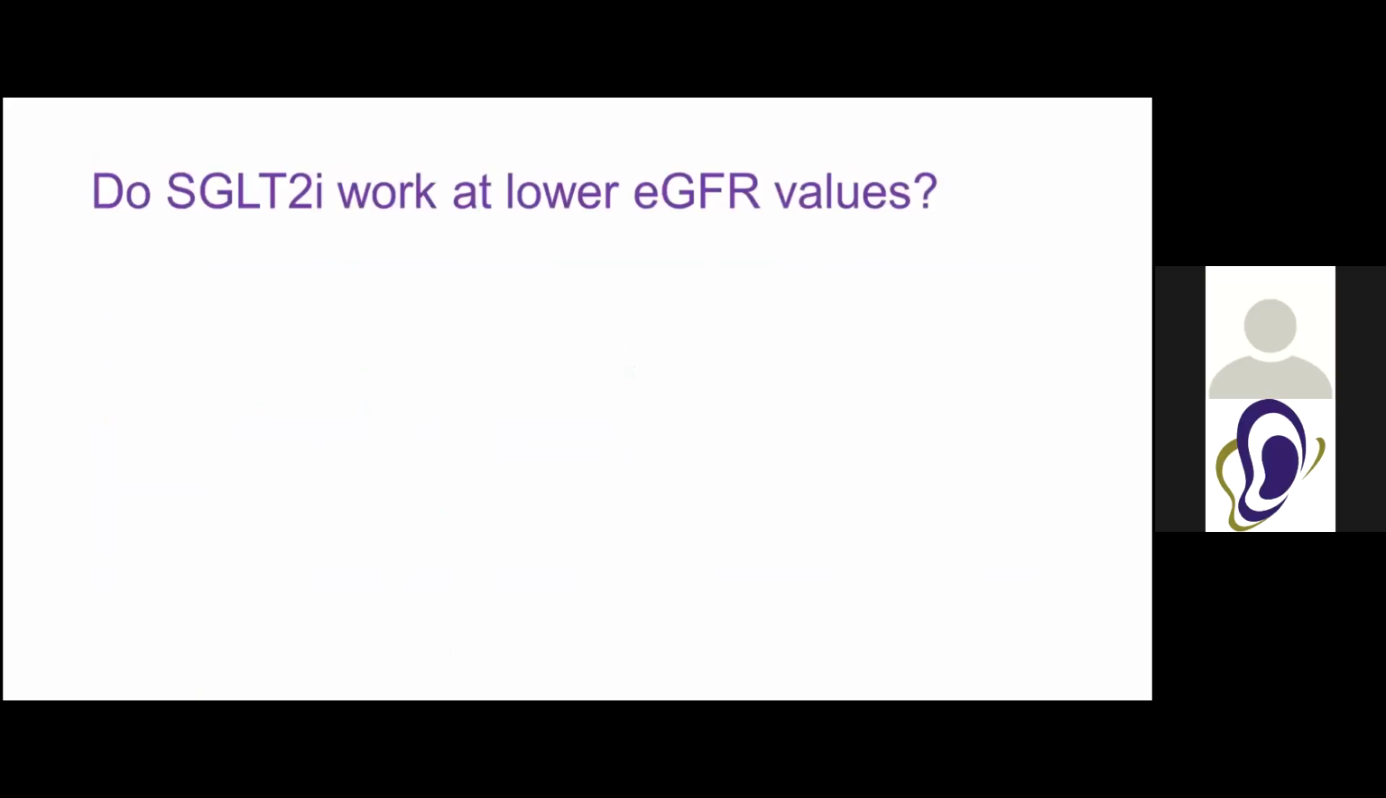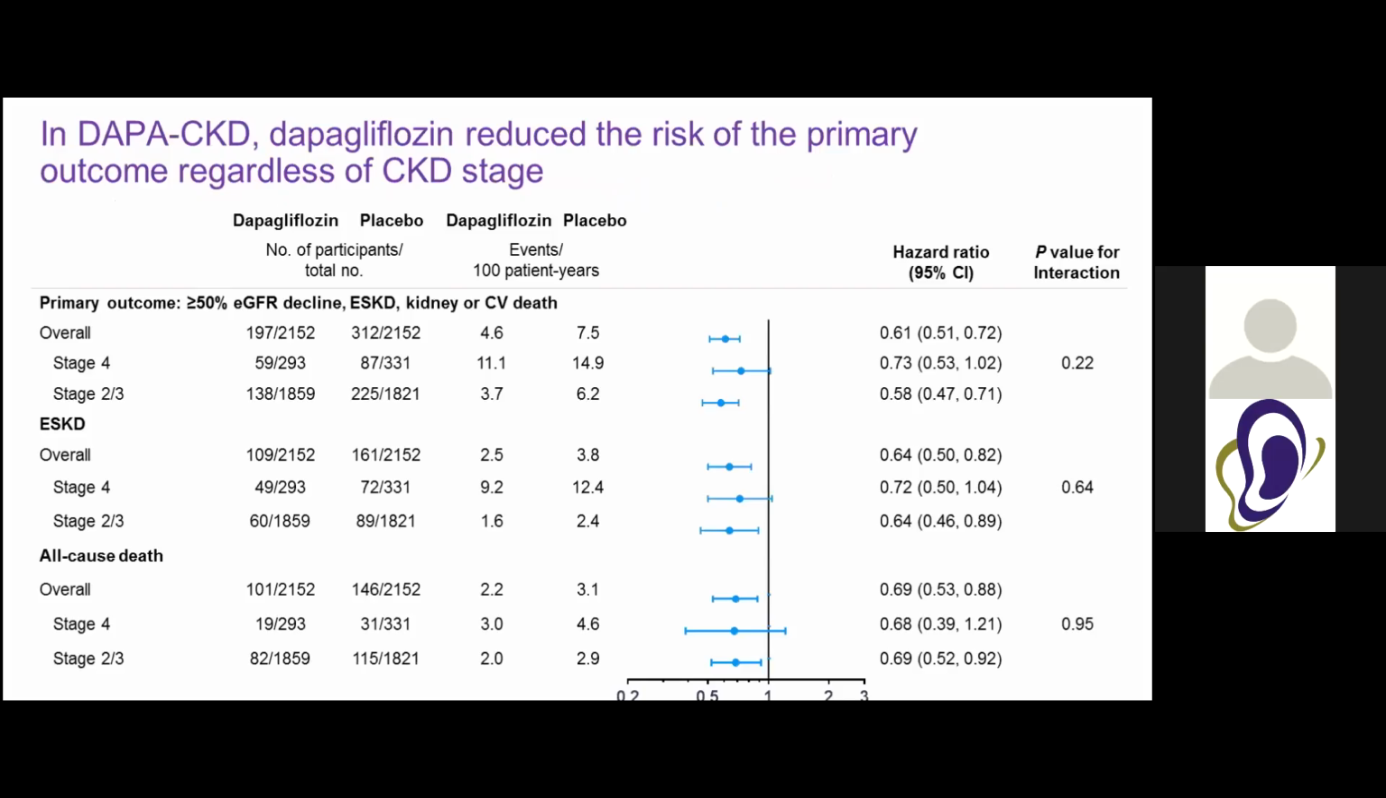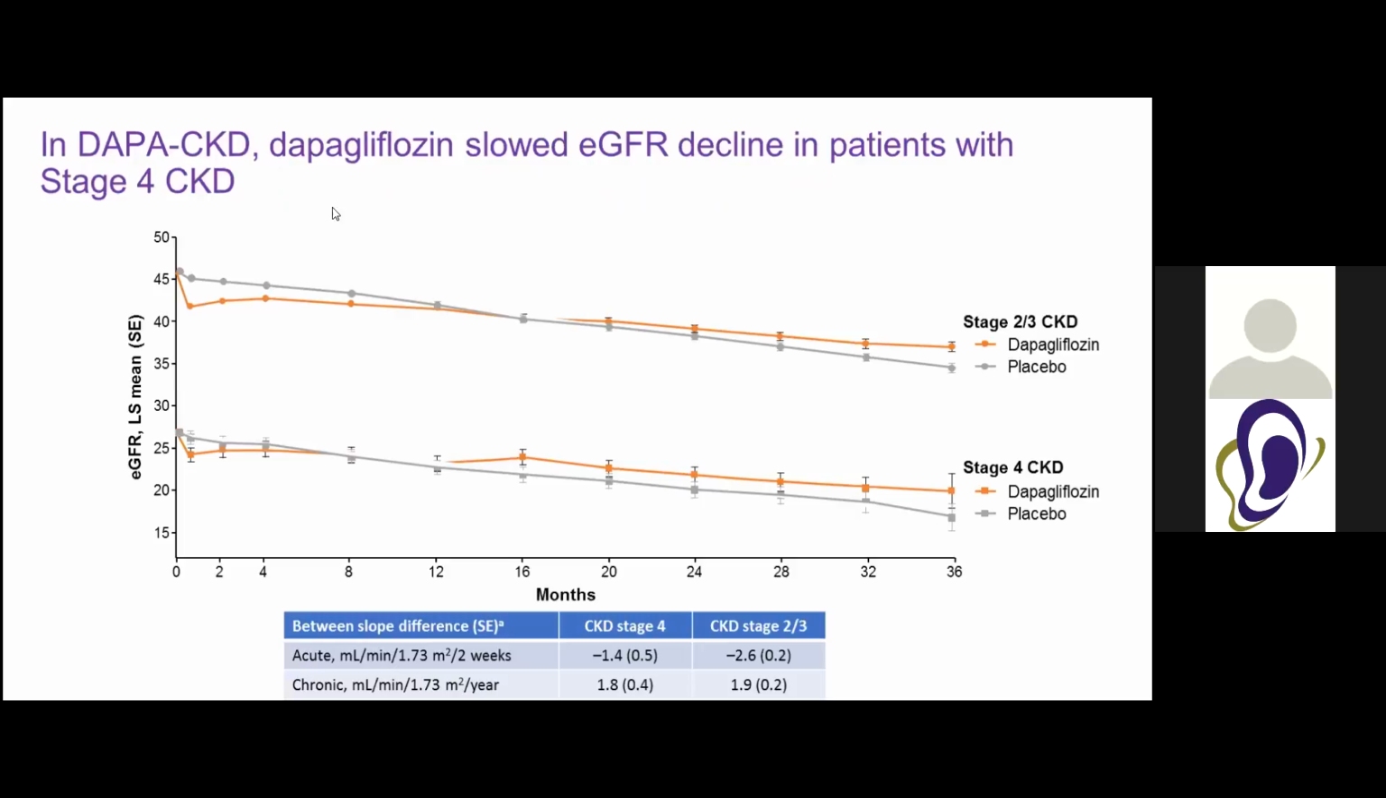One of the big questions we get asked a lot is whether or not the SGLT2 inhibitors work at lower GFR levels, and the answer to that is yes. In the DAPA study, the risk of primary outcomes, regardless of CKD stage 2, 3, or 4, was evident across all the outcomes of interest, be that the primary outcome or the different components. And when you look at the people who had a stage 4 or stage 3, you get a very similar dip in GFR and then a plateauing over time.